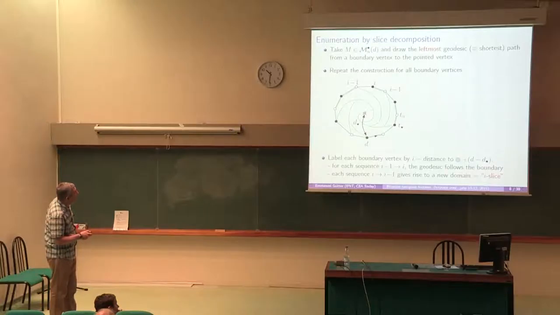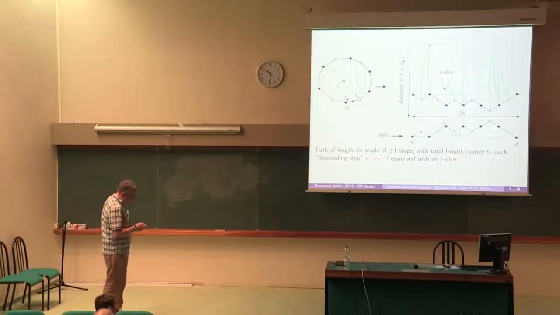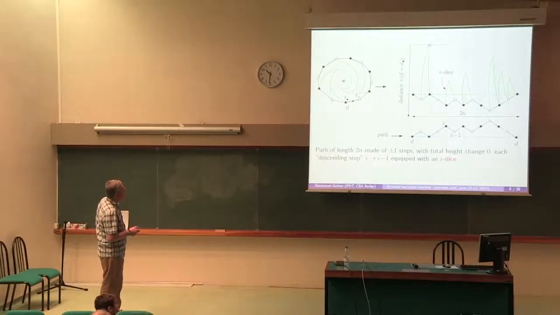While if you have an I followed by an I minus one, there is a creation of a new domain. With a new domain, I call it an I slice. I will describe precisely what an I slice is. But now if you cut along this geodesic path, what you end up with is, first of all, the path itself, the path of the labels around the boundary. The distance here is the distance from the pointed vertex, measured this way. So if you want to really see the path, like heights, you must make a flip of the path. So the correct path is this, which is flipped with respect to this one.